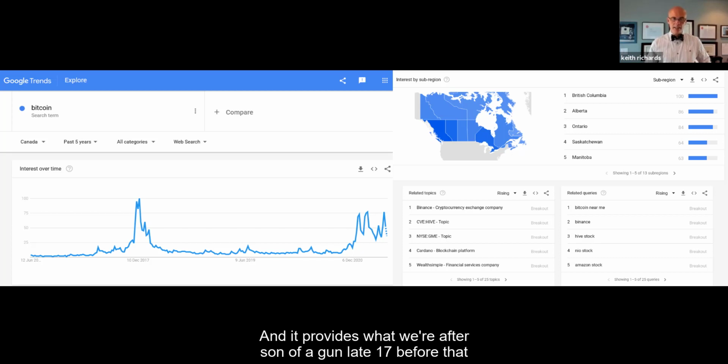Son of a gun, late 17, before that first initial pretty large crash and burn, that was the all-time high in search inquiries on Bitcoin, okay? And what happened? The stock went down a lot after that. I think if I recall, it was down by two-thirds of its value right after that. No more search inquiries when the stock was poorly performing.